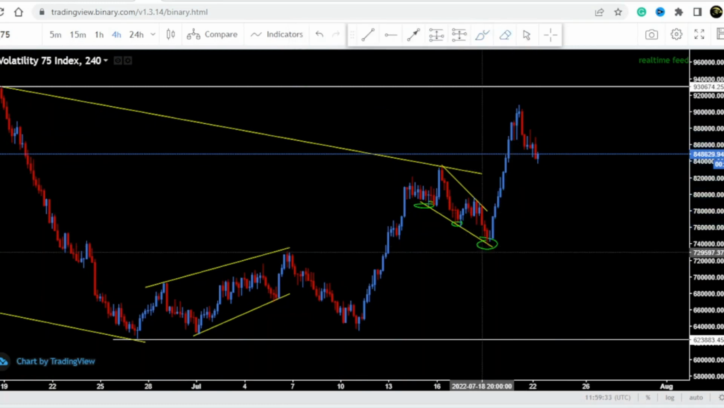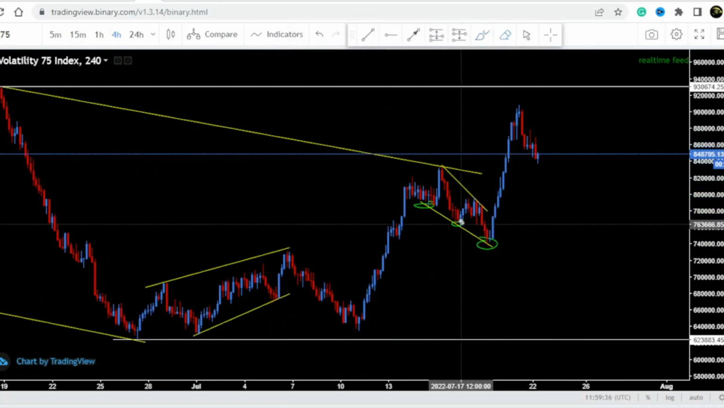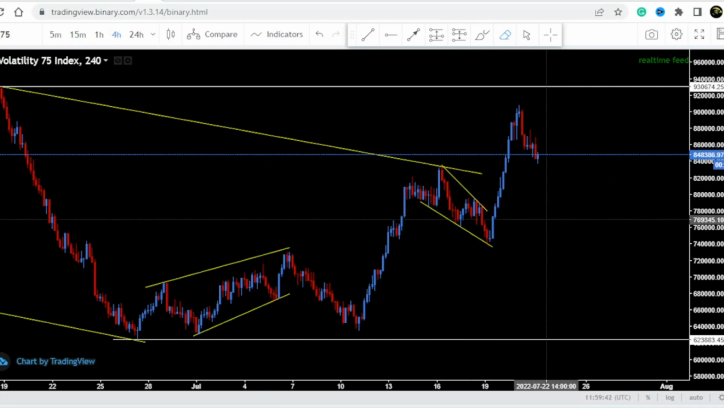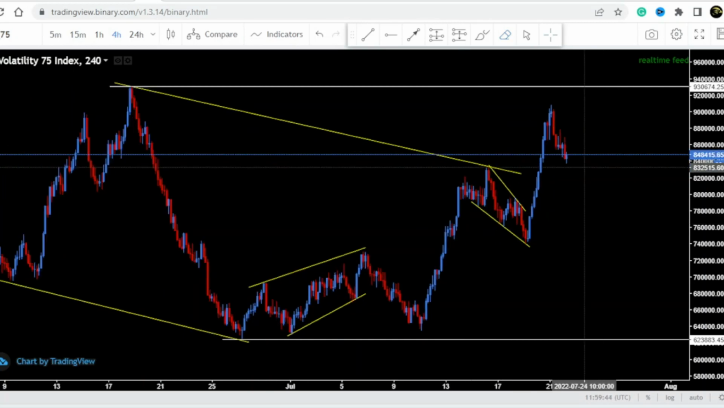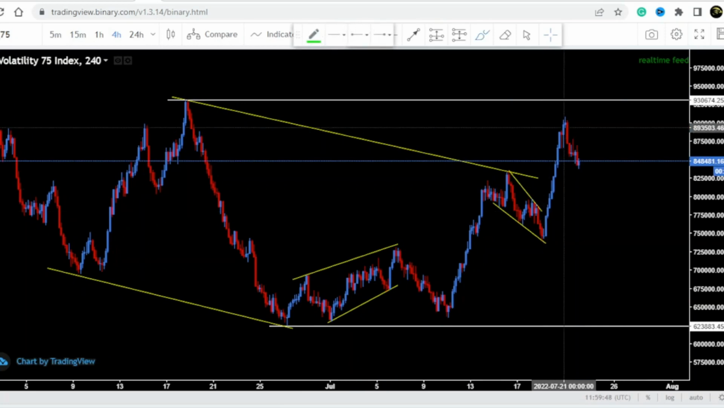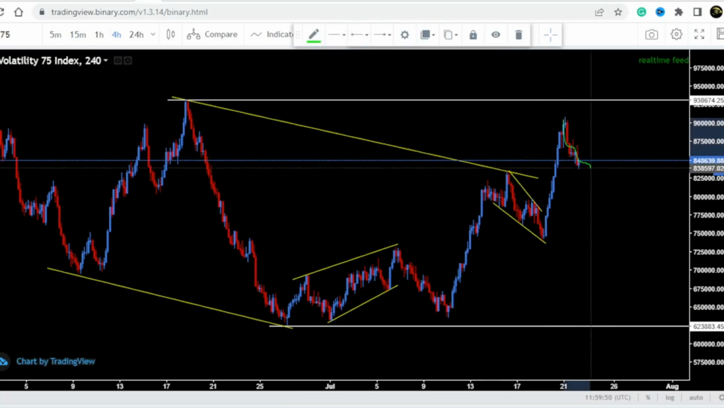So you can see that it really works also on the synthetic indices. So you can actually use this strategy. You can actually go and backtest it and see how this is going to play out. So you can see that it's moved all the way. Now it's just consolidating to the downside.